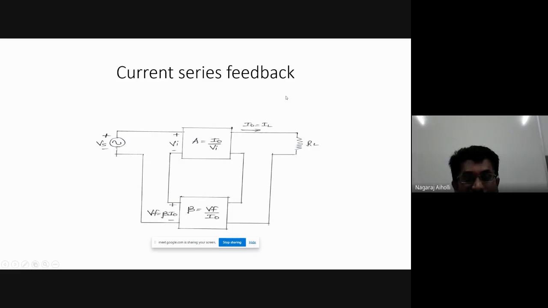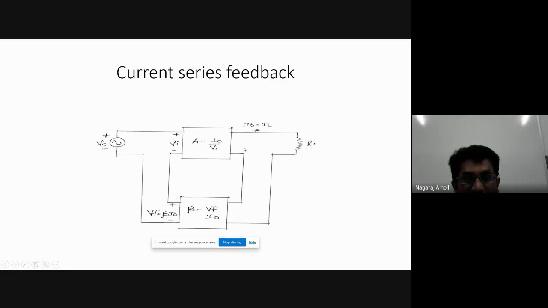Then current series feedback. In the current series feedback, the output current is tapped from the output and applied as input to the feedback. Then the output of the feedback is in series with the input, positive to negative, negative to positive. This is called current series feedback.